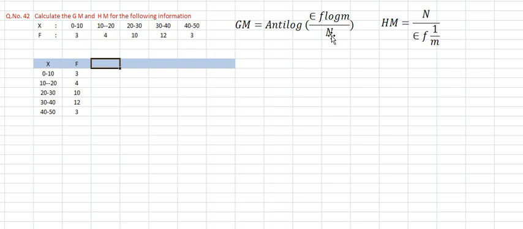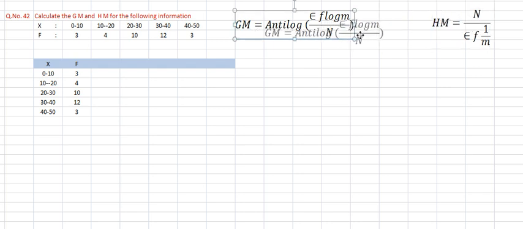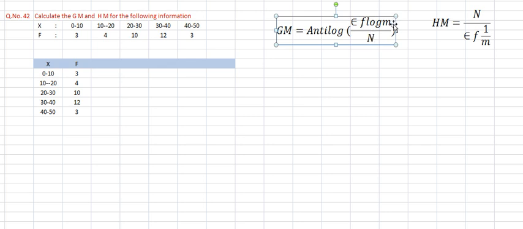Now you need to find. The formula is like this. This formula is for group data or continuous series geometric mean, and for group data or continuous series harmonic mean we use the harmonic formula. So based on these two we have to solve the values.